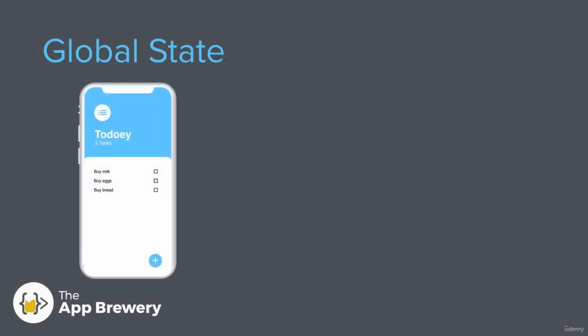So what about global state? Well, when you're managing global state, you're essentially keeping the values of some of your variables and using them across different parts of your app. For example, we can represent our app as a very simple widget tree.